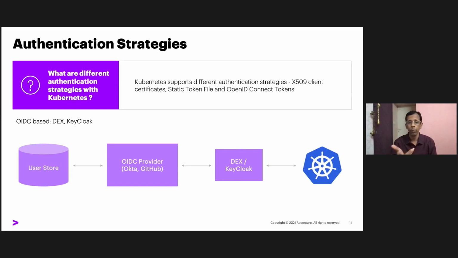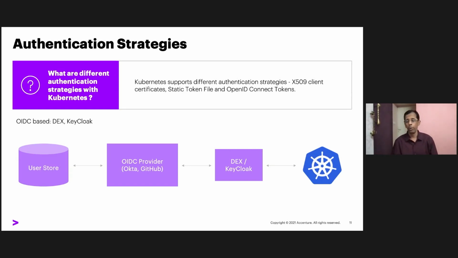So let's get into more details of OIDC. There are a couple of examples or a couple of implementations of OIDC, which you see on the screen. One is DEX, other is Keycloak. Both are open source projects. Talking about DEX, DEX is an identity service which uses OIDC to drive authentication for external applications, including Kubernetes. That's why we are discussing it today.